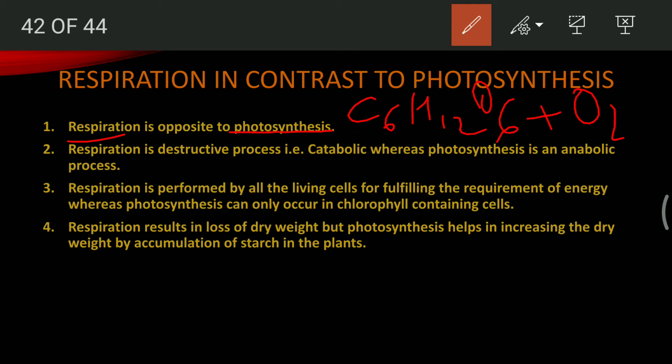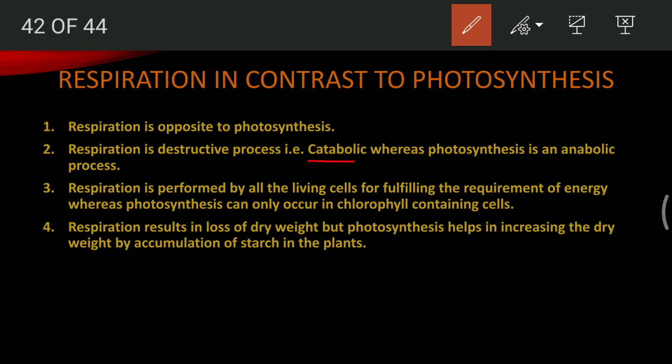So photosynthesis is forming something, and respiration is breaking down the same thing which is formed in order to produce energy. Respiration is a destructive process as a whole. In respiration, we are taking a biomolecule like glucose and breaking it down in order to produce energy, and that's why it is known as a catabolic process. You must learn the term catabolic. Whereas photosynthesis is a constructive process where carbon dioxide and water molecules in presence of solar light and chlorophyll form glucose, and it is an anabolic process.